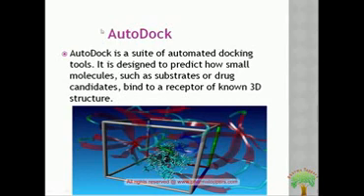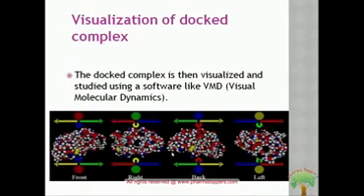The majorly used software for docking purposes is AutoDock, which is a suite of automated docking tools. It is designed to predict how small molecules, that is substrates or drug candidates, bind to a receptor whose 3D structure is already known. This is the representation of how the 3D molecule of the receptor and the drug molecules get bound. And for the visualization of this whole docking complex, VMD, Visual Molecular Dynamics, is used.